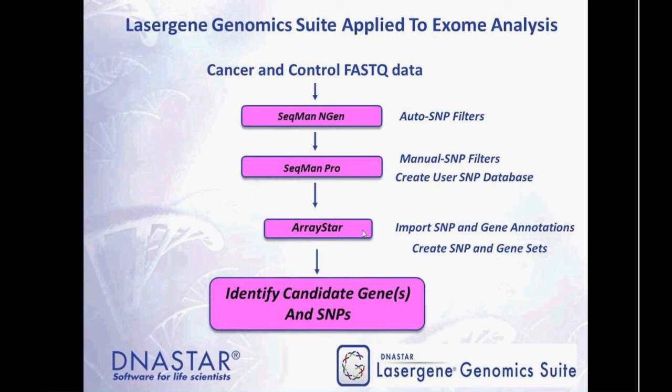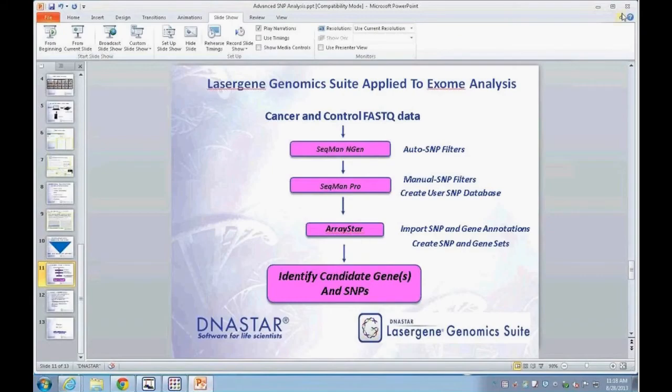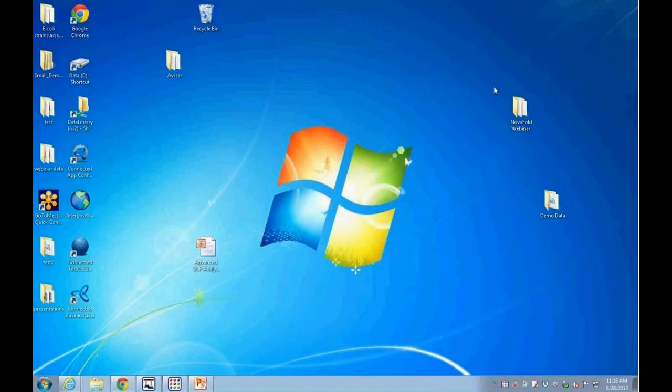And ArrayStar allows us to pull in additional information from SNP and gene annotation databases, and then we can create SNP sets and gene sets and do association studies between different groups. And with ArrayStar, then, we can identify the candidate genes and SNPs for our disease group. So with that, we'll jump out of the PowerPoint and go into the software.